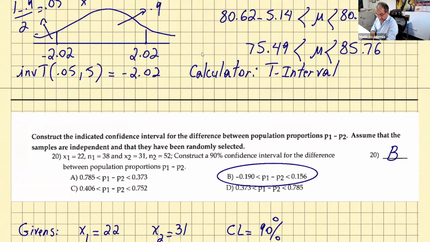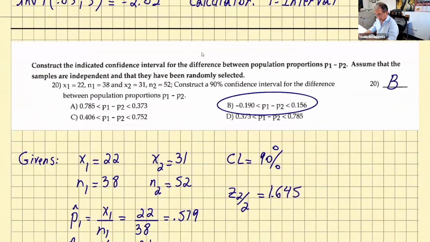Number 20, construct the indicated confidence interval for the difference between population proportions, p1 minus p2. Assume that the samples are independent and they have been randomly selected. Requirements are given. So here we're given x1 is 22, n1 is 38, x2 is 31, and n2 is 52. Confidence level is 90%.